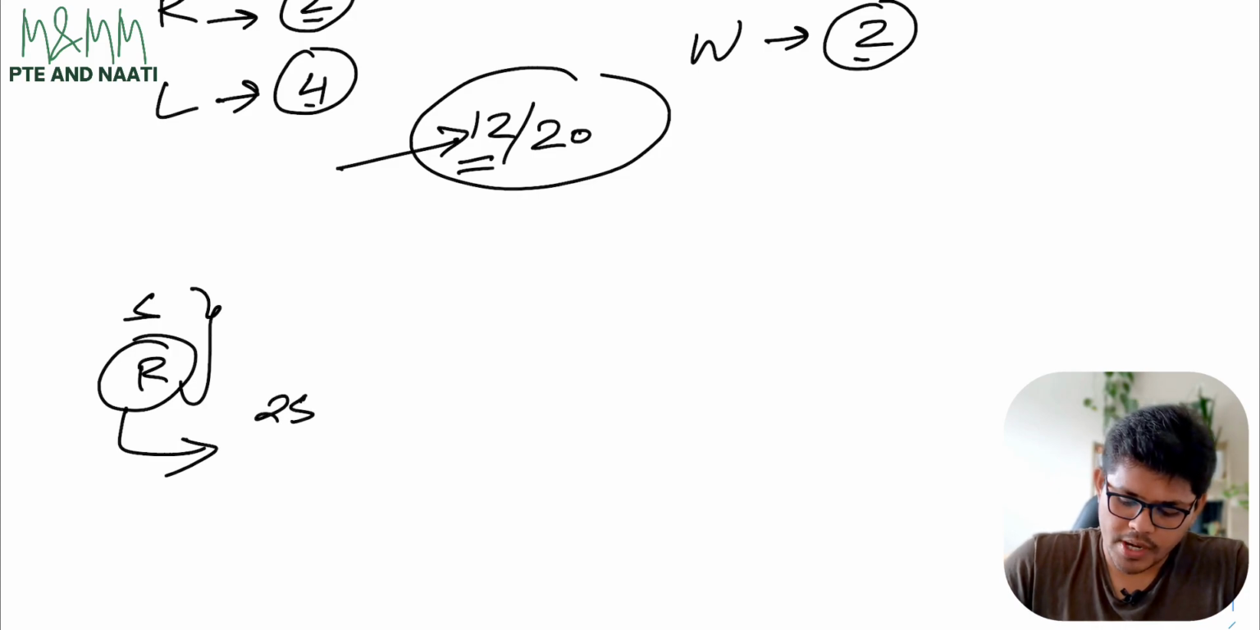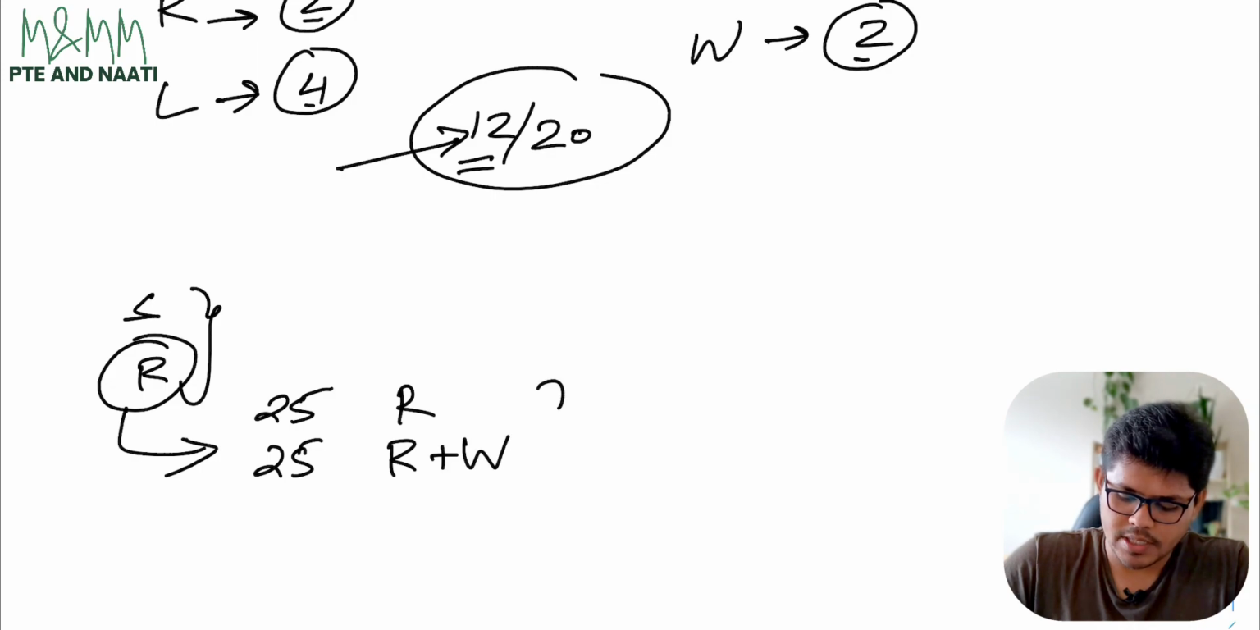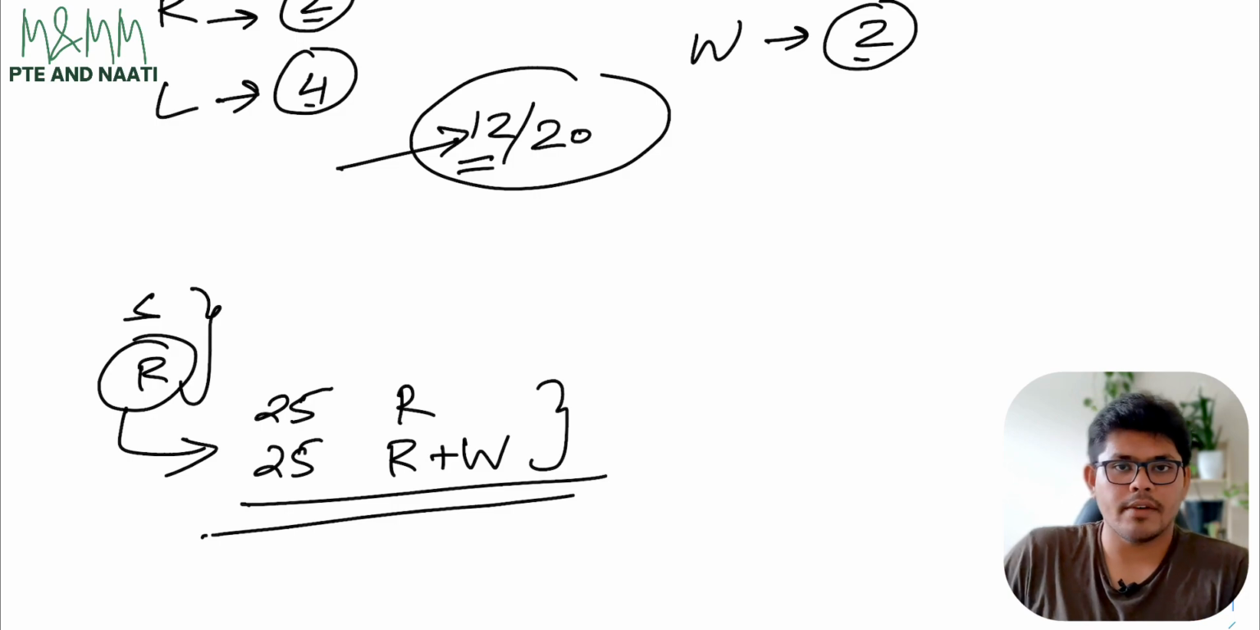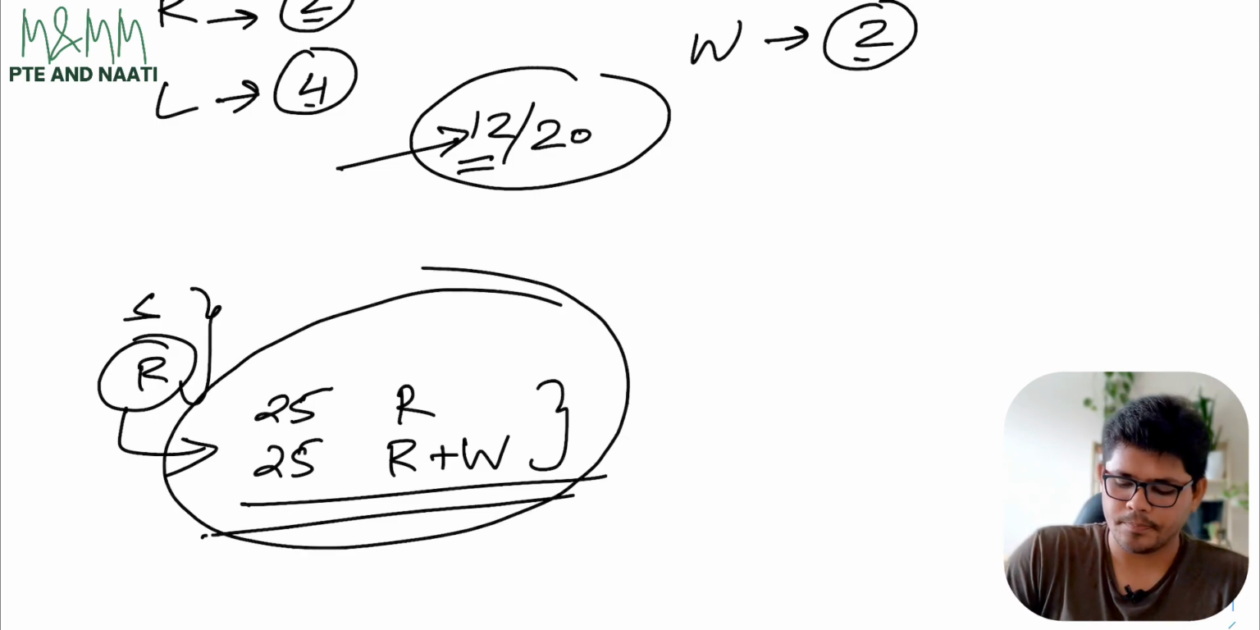So start by doing 25 blanks of reading and 25 blanks of reading plus writing. This should be your standard. Obviously more than this is most welcome, I would say, but this should be the minimum standard. That is reading.